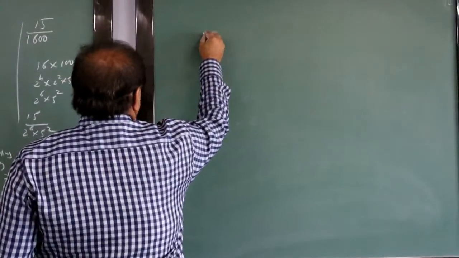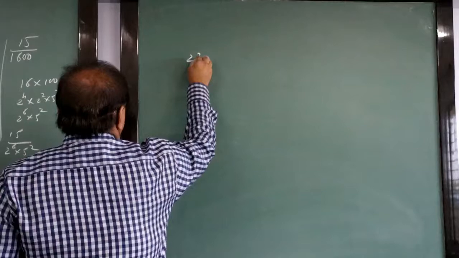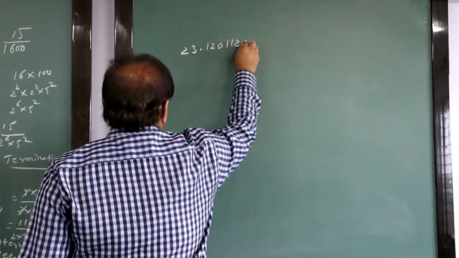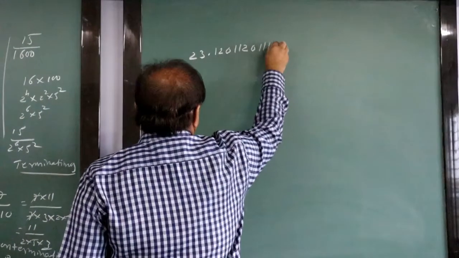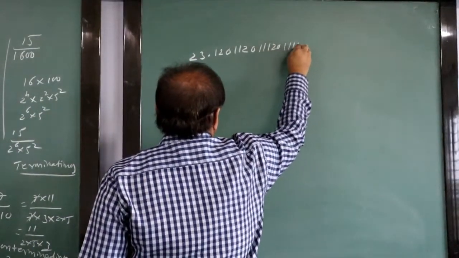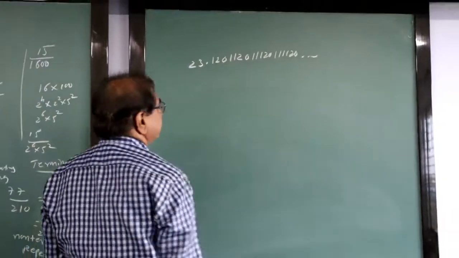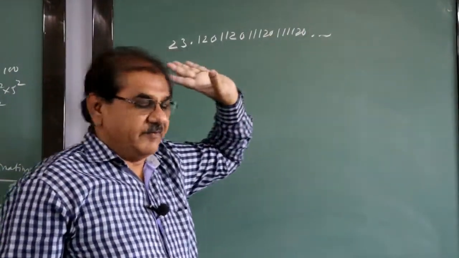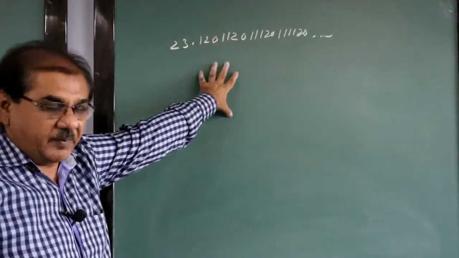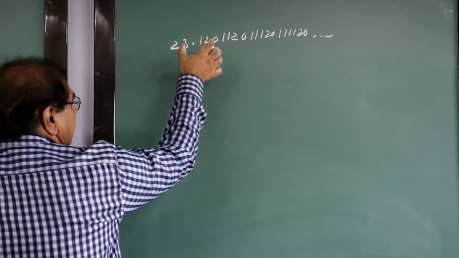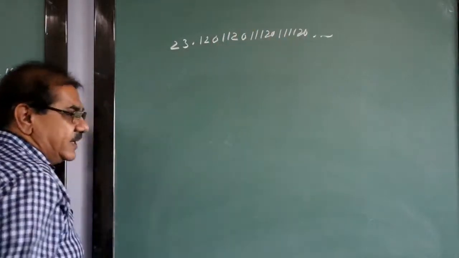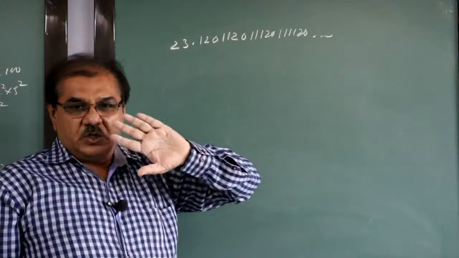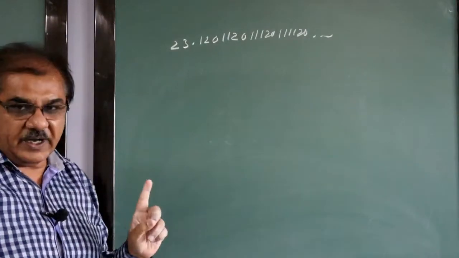So suppose I say 23.1201120111120 and so on. Here you can check it is not ending somewhere. That means it is non-terminating. At the same time, the particular block of the numbers is not recurring also. So such a number is non-terminating and non-recurring.